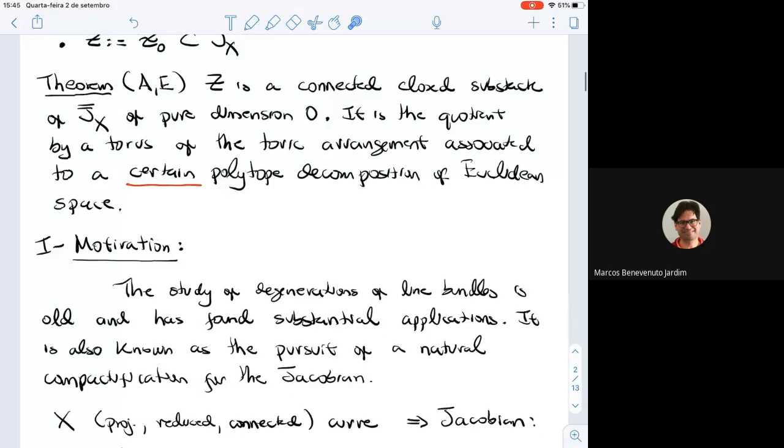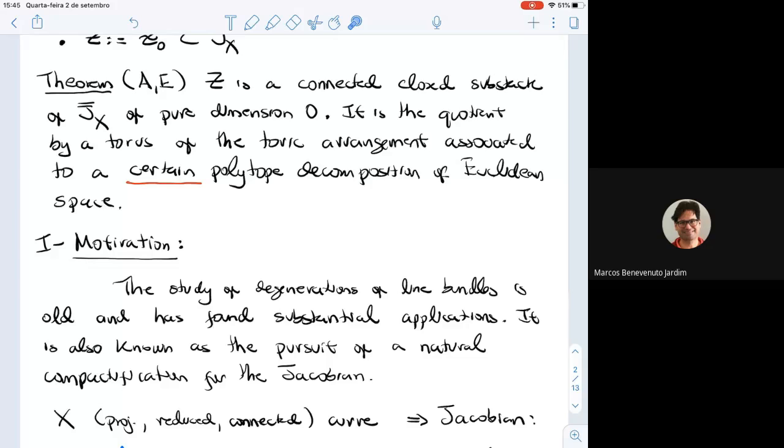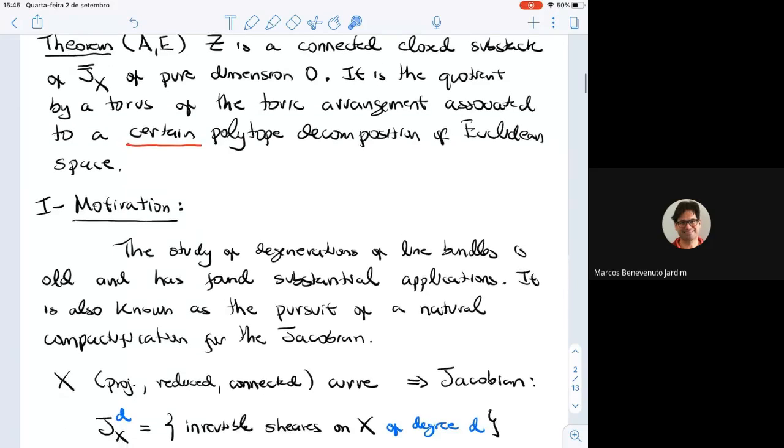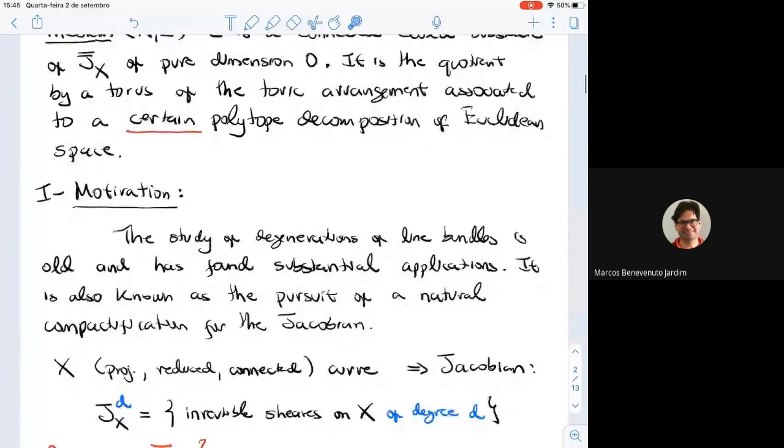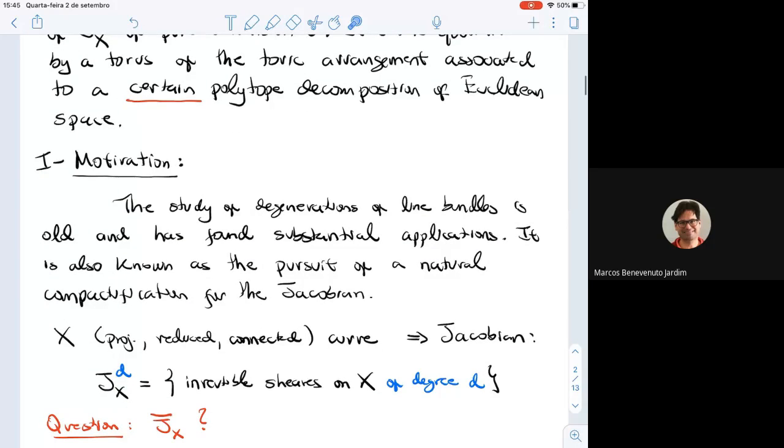If you have a projective reduced connected curve, you can consider its Jacobian, which parameterizes invertible sheaves on X of a certain degree, or you can fix the degree if you want. That's the Jacobian. It's a quasi-projective variety. And then the question is to construct a compactification for that Jacobian.